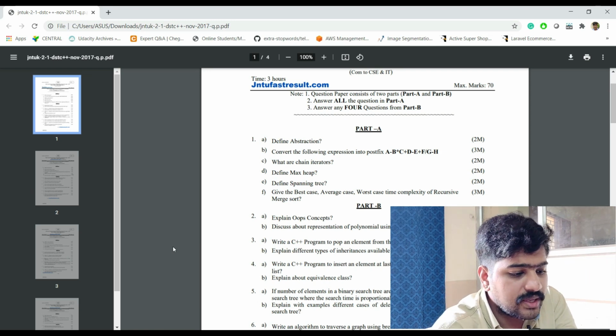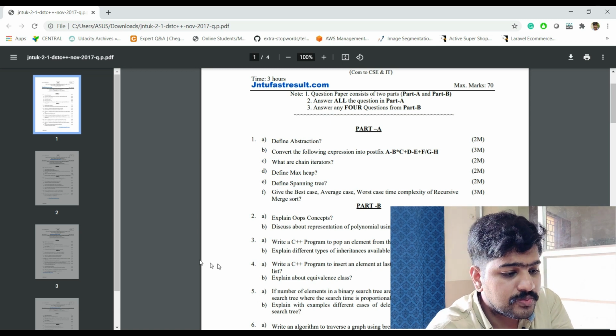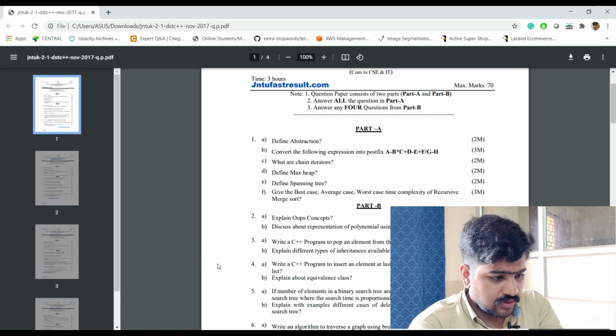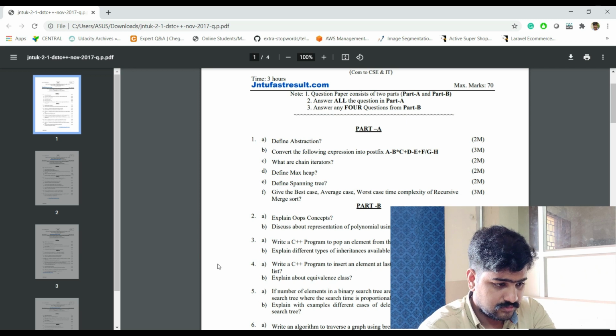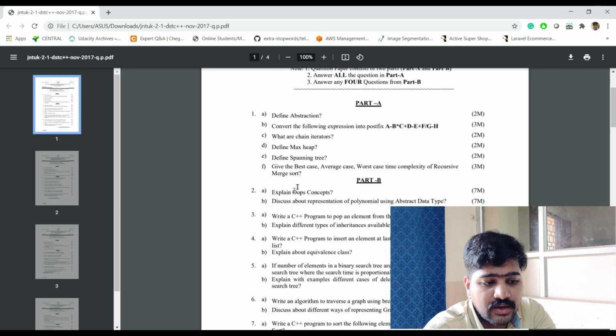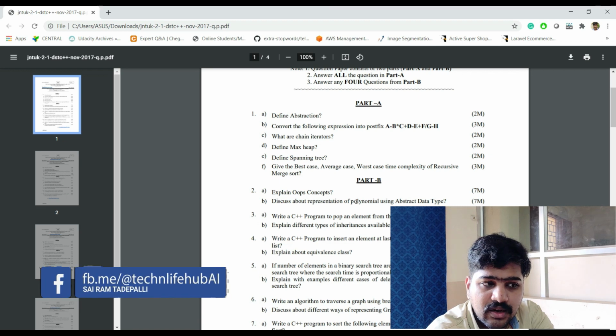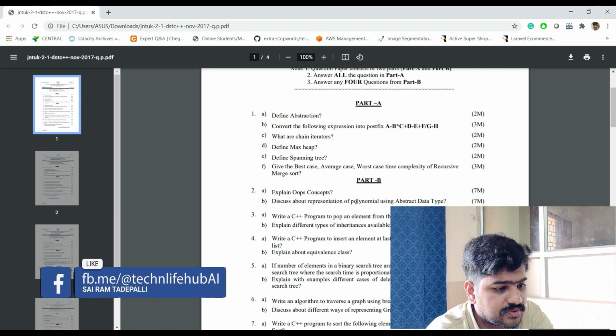So in part B, explain OOPS concepts. You need to discuss OOPS concepts. In 2B you can see a polynomial using abstract data types. I said abstract data types is an important concept. You can expect it in every set. And for the remaining things in this question, please ignore the C++ word.